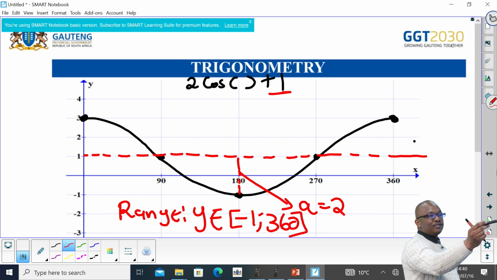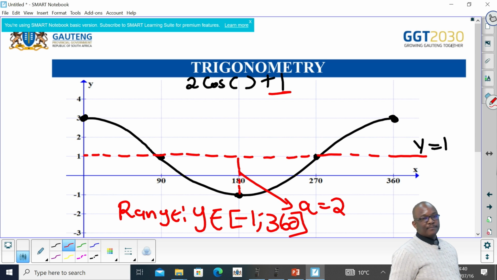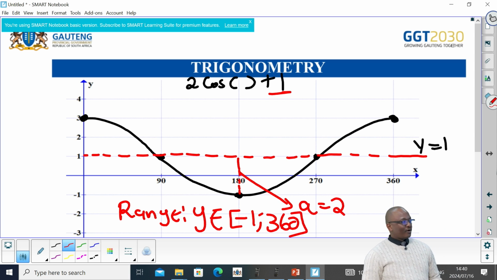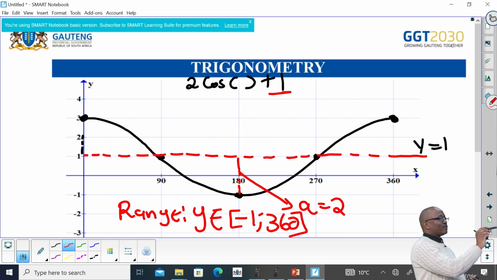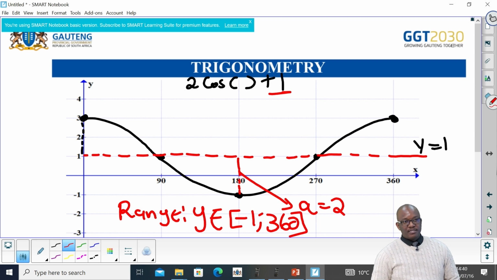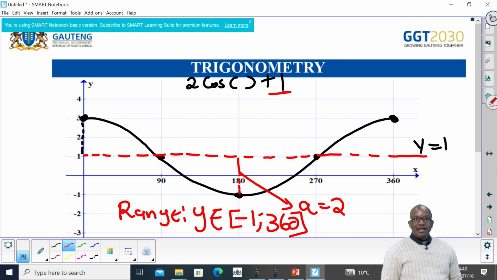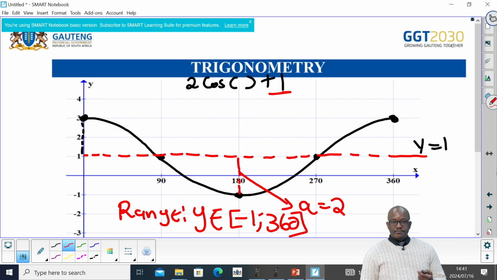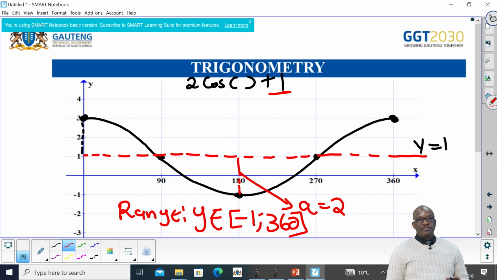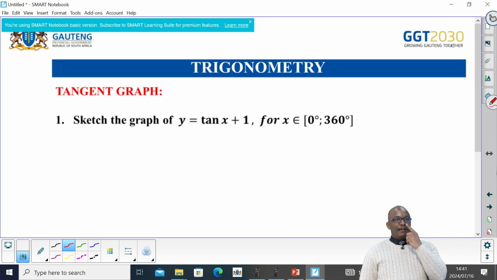Remember, our midline there, it's 1. Correct? Or the amplitude, you can read from there, which is 2 units. So that's basically how we are going to sketch our graph, having the effect of A and Q. Are we clear? Okay.